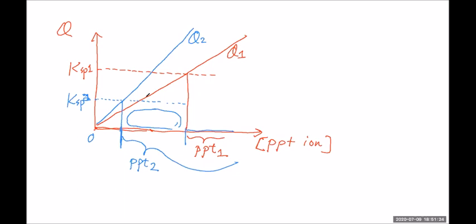Selective precipitation is in this area. You achieve selective precipitation by keeping your concentration in between. So that will make the less soluble compound form precipitate, but the more soluble one will not form precipitate. Okay, so that's about selective precipitation.